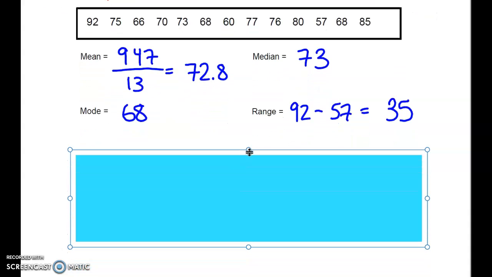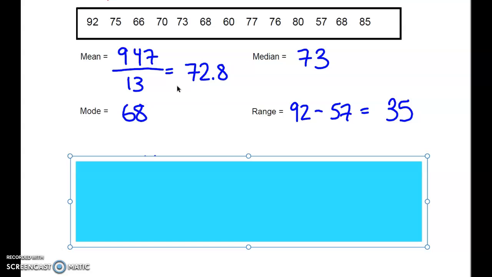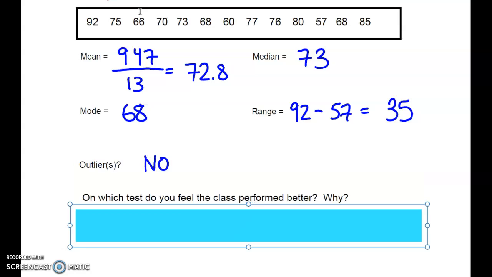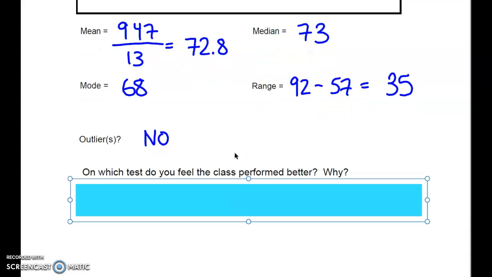Okay, and one last thing, outliers. Hopefully you can see if there's a number there that looks a little strange. So outliers, there's none, right? All of them look relatively close together in an order, right? An outlier for this would be anything less than like 40 or 30, right? Or if there was hundreds, those would be outliers.